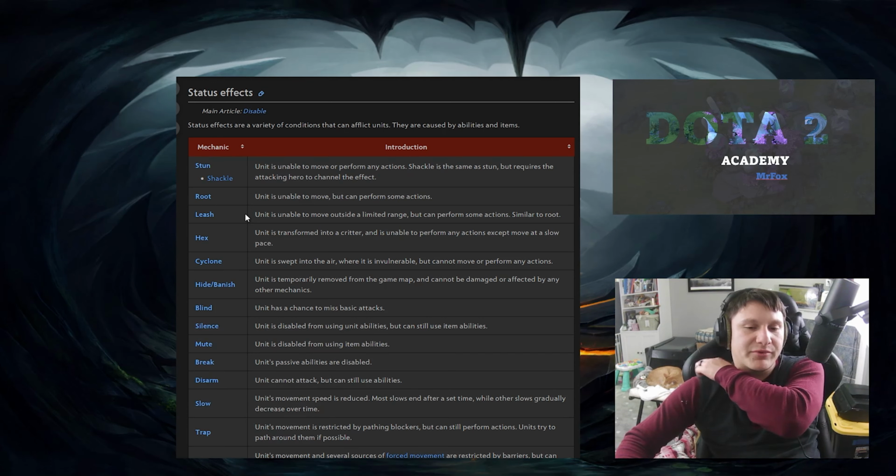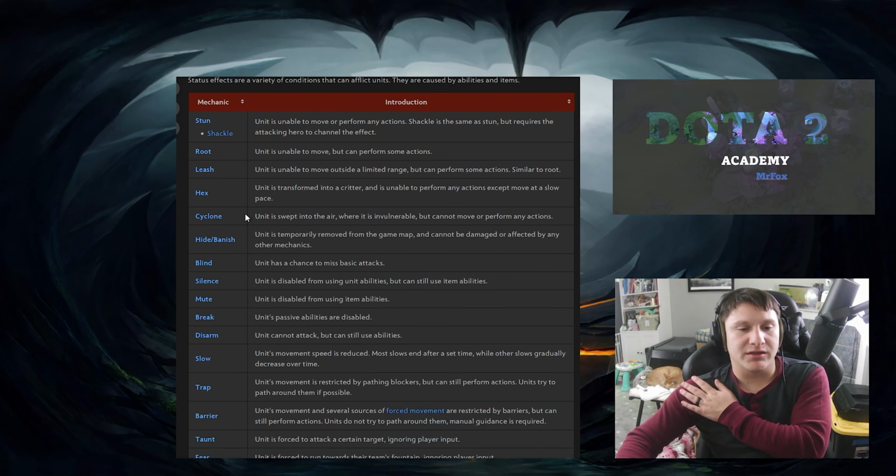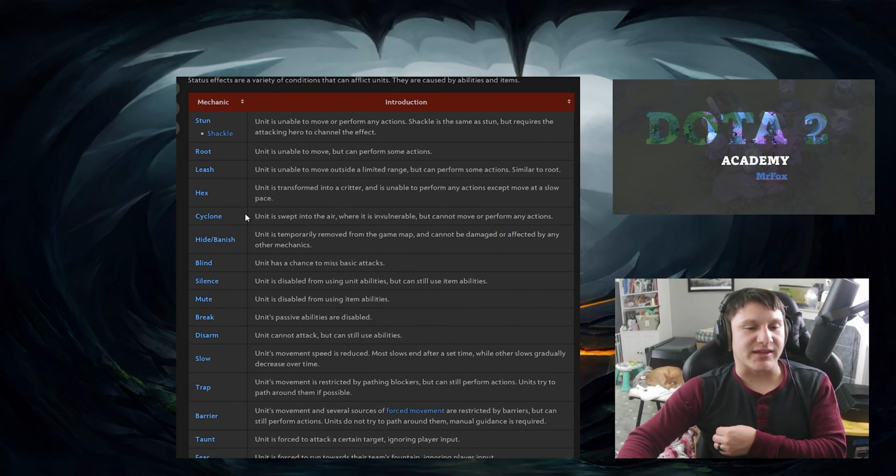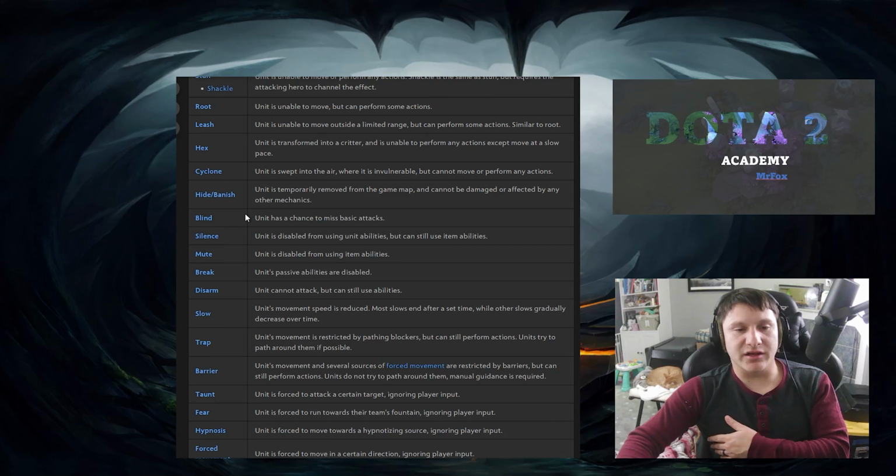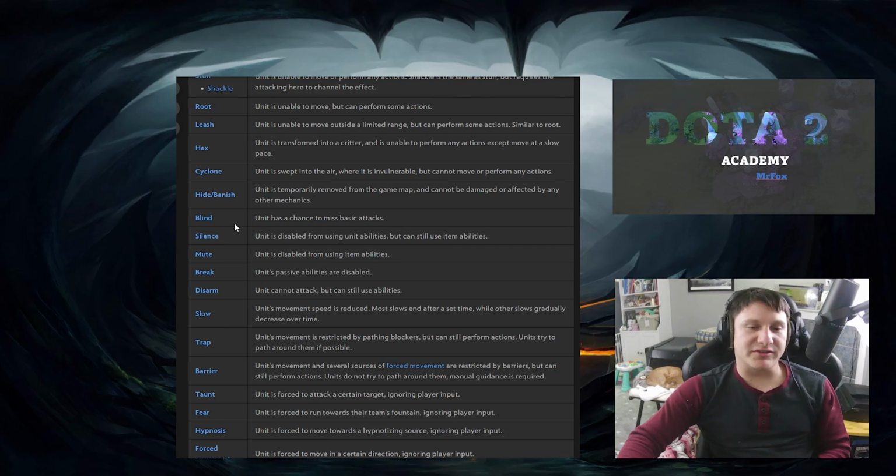Now, a disarm is where you cannot attack, but you can still use abilities. I can keep giving examples, like, for example, this would be a Heaven's Halberd item. A slow: a unit's movement speed is reduced. Most slows end after a set time, while other slows gradually decrease. Just depends on the mechanic, to be honest with you.